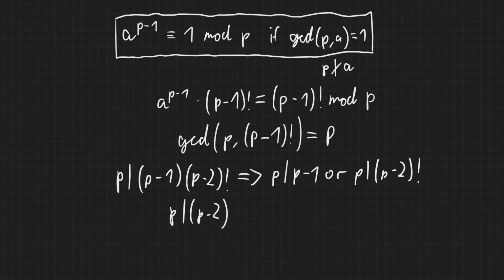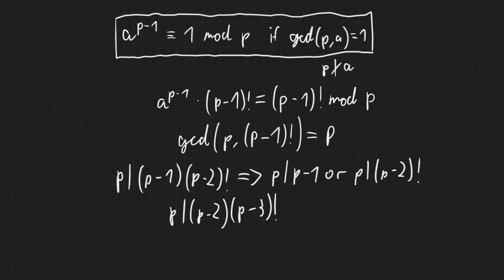But we can write P minus 2 factorial again as P minus 2 times P minus 3 factorial. And we can apply the exact same argument. So then P would need to divide either P minus 2 or P minus 3 factorial. But again, P minus 2 doesn't work. And if we keep going, basically we will see that none of these factors are divisible by P because they're all smaller than P, which means that our original assumption that P divides P minus 1 factorial must be false.